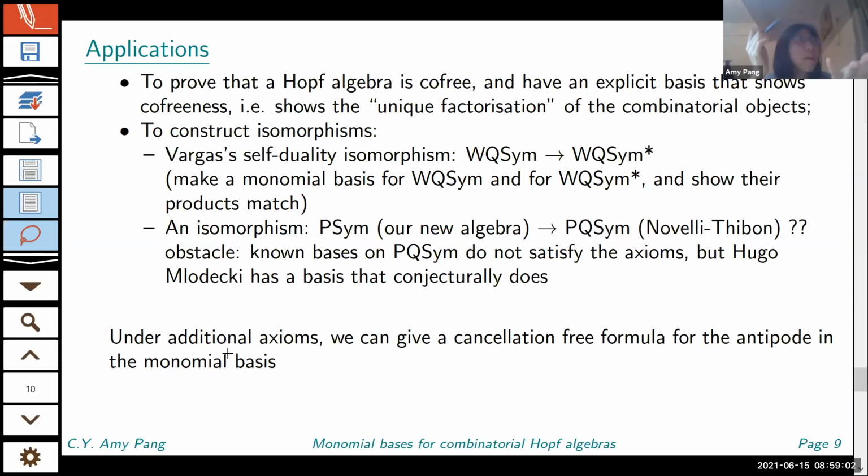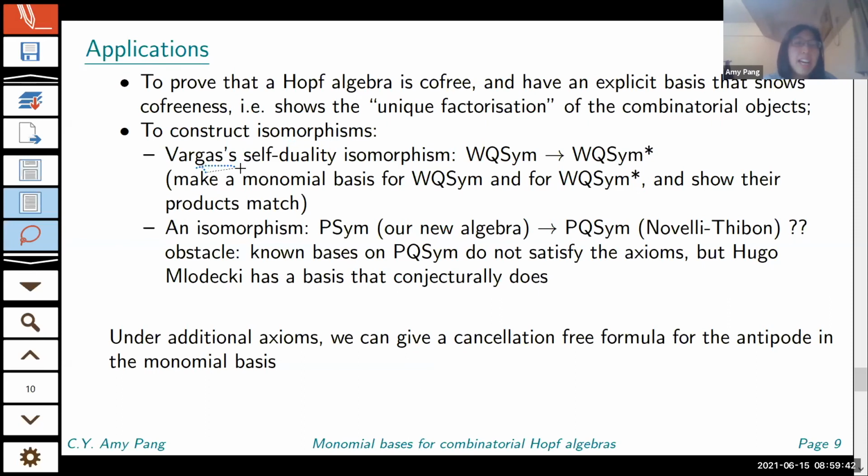I just want to say why we are doing this. What exciting things can we do with this? As I've been saying, it allows us to see the unique factorization of a combinatorial object. Not every combinatorial object is going to have this unique factorization, because not every Hopf algebra is co-free. If your Hopf algebra is not co-free, then there's no basis that satisfies those axioms that I showed. That's cool, but something that's even cooler is that you can use this to make isomorphisms.